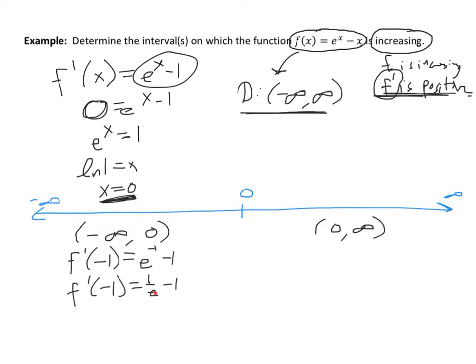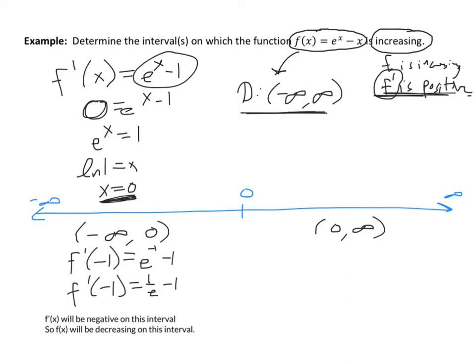Well, e is bigger than 1. It's like 2.7-ish. So 1 divided by that is definitely going to be less than 1. Something smaller than 1, some decimal minus 1, is going to be something negative. So that means I can tell that f prime, the derivative, will be negative on this whole interval. You can see here that I wrote a quick bit of reasoning: the derivative will be negative on this interval, so the function will be decreasing on this interval.